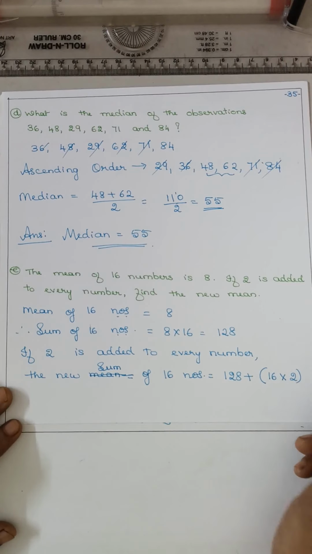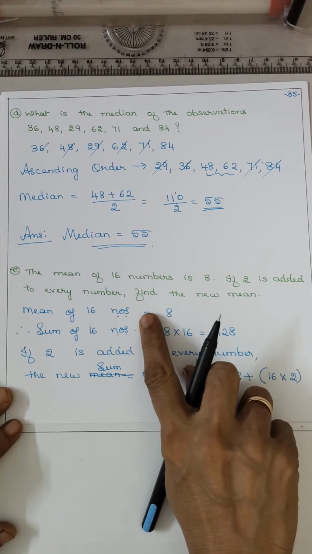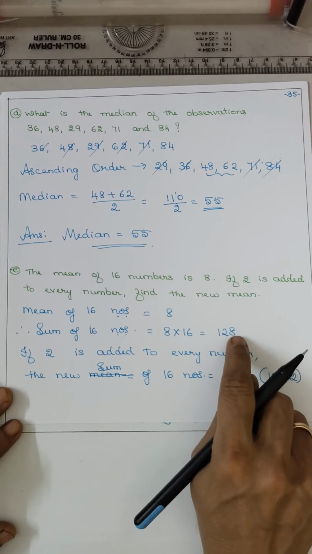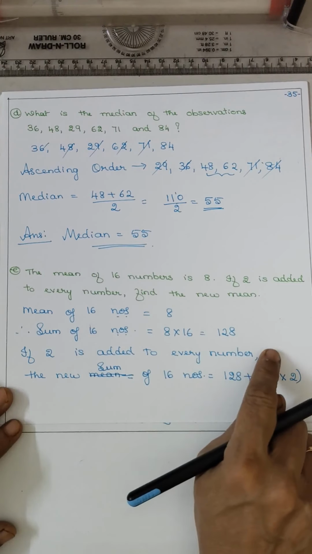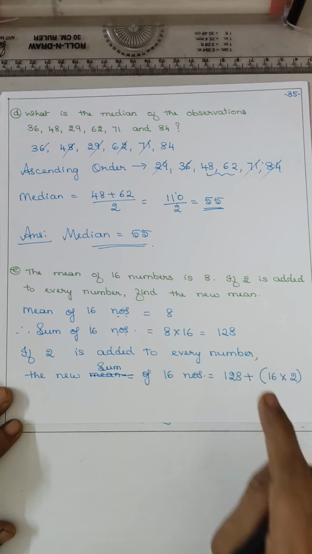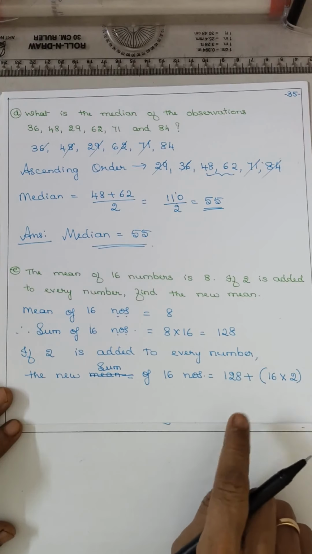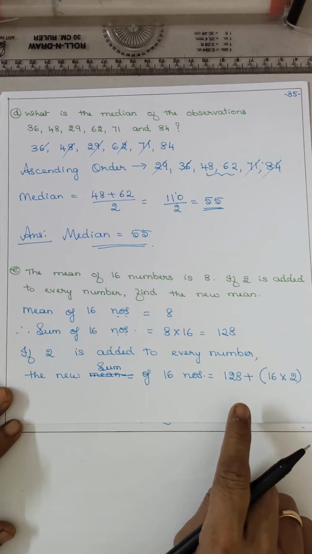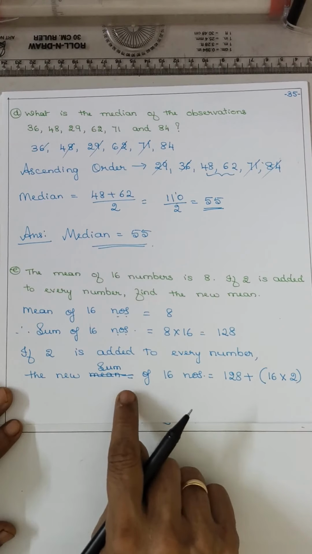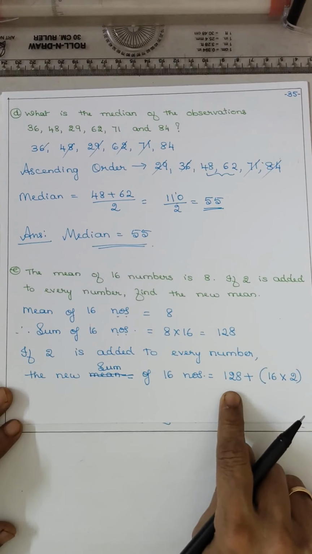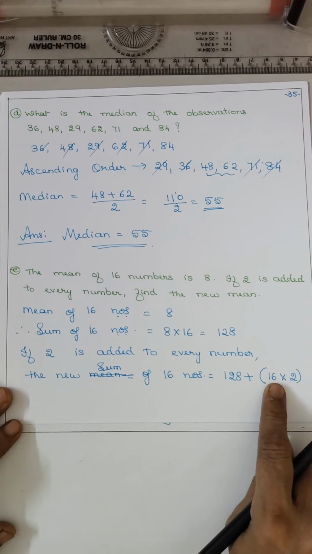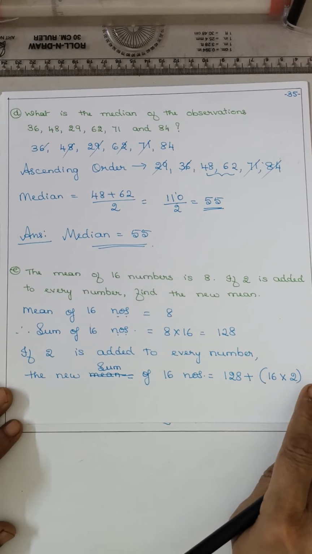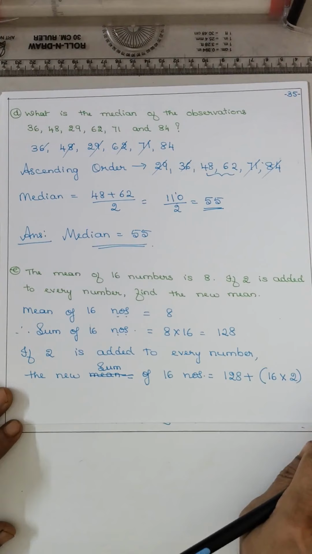क्या करने का है? फर्स्ट मीन ऑफ 16 नंबर्स दिया है, पहला स्टेप है सम ऑफ 16 नंबर्स, इसके लिए 8 into 16 मिला। अभी बोलते हैं कि हर एक नंबर को 2 ऐड करने का है, तो इसके लिए द न्यू सम विल बी ओरिजिनल सम प्लस ब्रैकेट के अंदर 16 नंबर है, उसको 2 नंबर ऐड करते हैं, तो व्हाट वी हैव टू डू, 16 into 2.